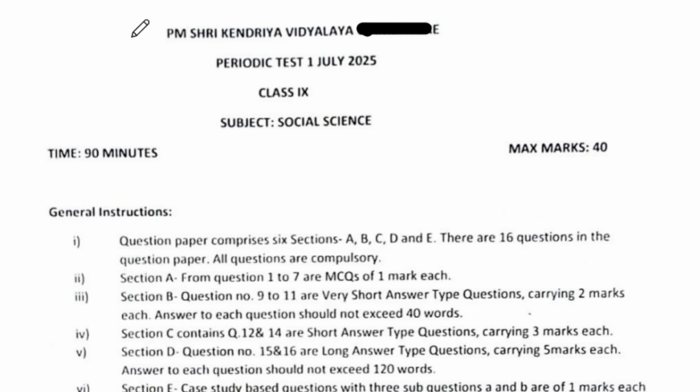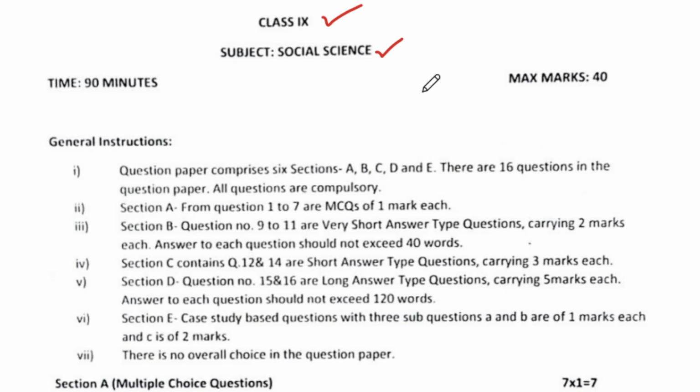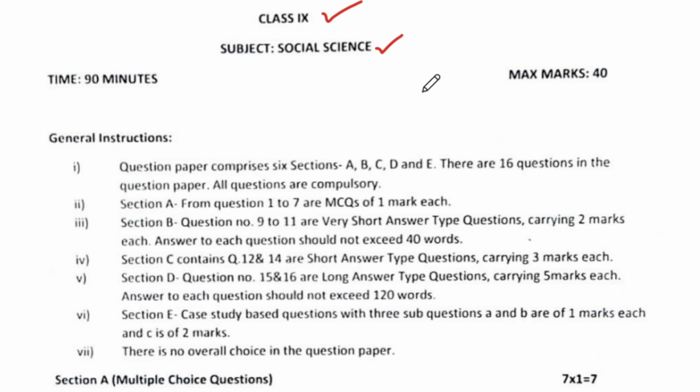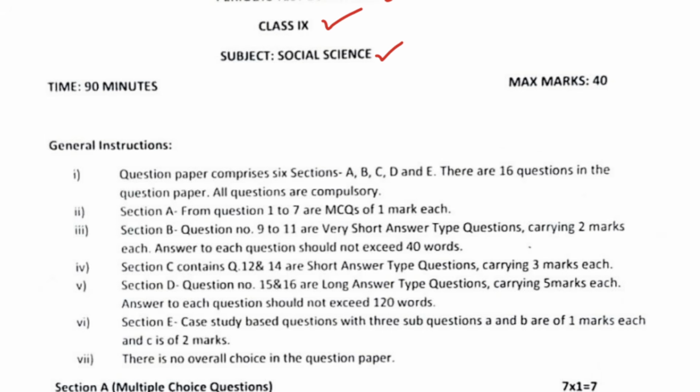So, today we are going to see the question paper of class 9. The subject is social science. We have a time of 90 minutes and the total marks are 40. And this is the 2025 question paper.